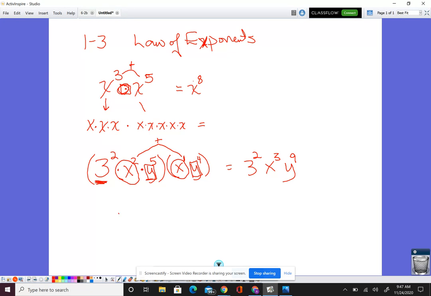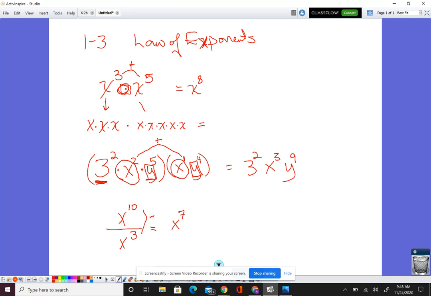What happens if we want to divide? What do you think we're going to do with the exponents? Would you divide the exponents or multiply them? Okay, so here we were multiplying and we added. Now we're dividing, so we're going to subtract. Yep. So our final answer is going to be x to the 7th.